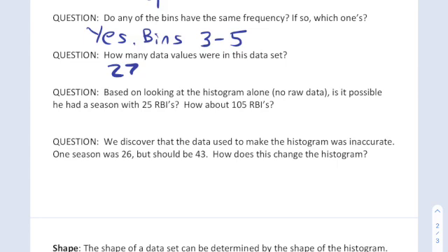The next question is going to ask us to get specific about one of the data values within the data set. It's going to ask if it was possible that he had a season with 25 RBIs. And we're only going to make this decision based on what we see in the histogram.